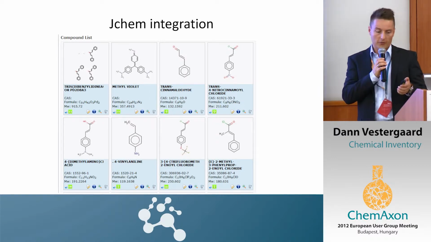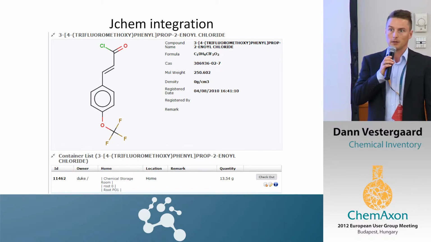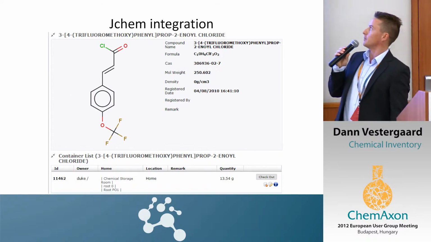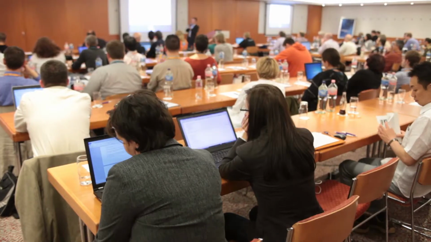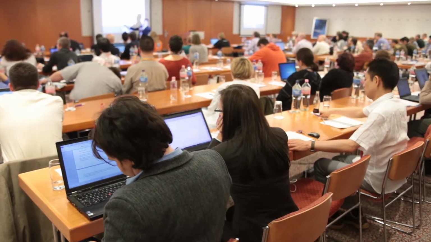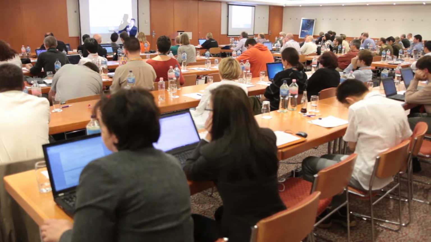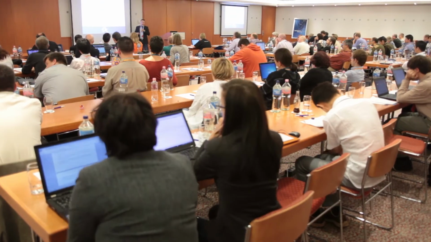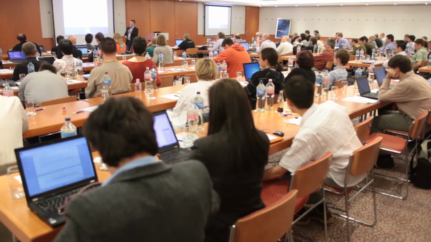Choosing a compound from that list will bring you to an information page regarding this compound, where you have again the structure and you have the textual information. And below that, you will have the list of containers currently in stock for this compound, where you will have your ID, you will have an owner, where you can add additional information to the owner and make him or her responsible for reordering and so on.